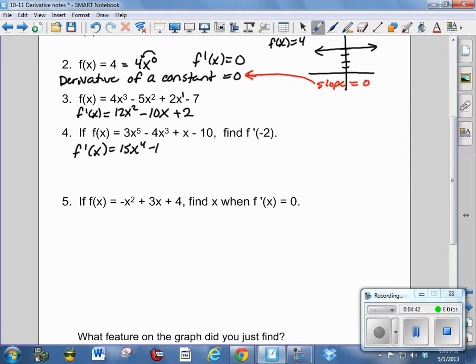Hopefully, this is what you got. 15x to the fourth minus 12x squared plus 1. Now it says find f prime of negative 2, which just means plug negative 2 into the derivative function. So f prime of negative 2 is 15 times negative 2 to the fourth minus 12 times negative 2 squared plus 1, and that equals 193.